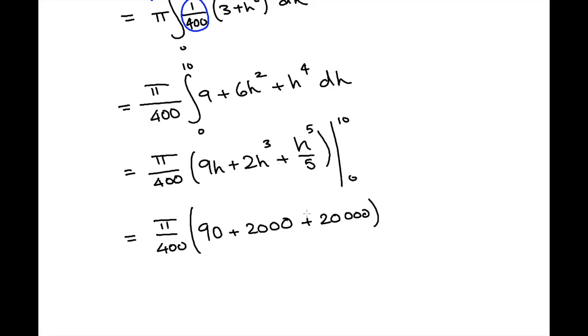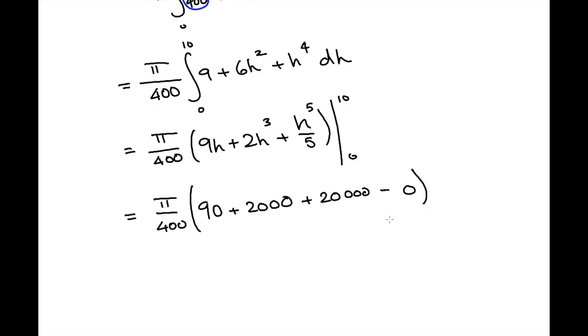And that's basically it. Of course, we could subtract the value at 0, but when you plug in 0, all of these terms just go to 0, so we'd subtract that again, and we go from there. So let's add all these together. 20,000 plus 2,000 plus 90 is going to be 22,090.